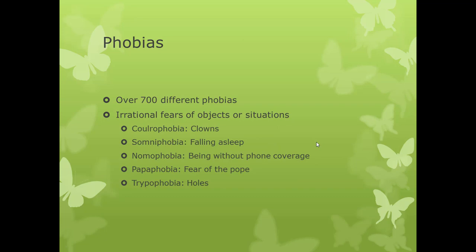So phobias are another mental illness. There are so many different phobias. It's just the irrational fear of an object or situation. So I have this first one, coulrophobia, fear of clowns. Somnophobia, people are afraid to fall asleep. My daughter has nomophobia, where she's afraid of being without phone coverage, I swear. Papaphobia, fear of the Pope. These are just some examples. Or trypophobia, fear of holes. And then the common ones that you guys might see is agoraphobia, where you're afraid to come out into the public.